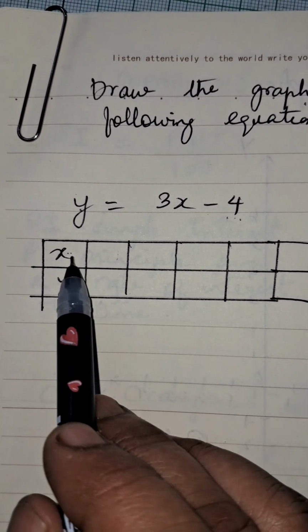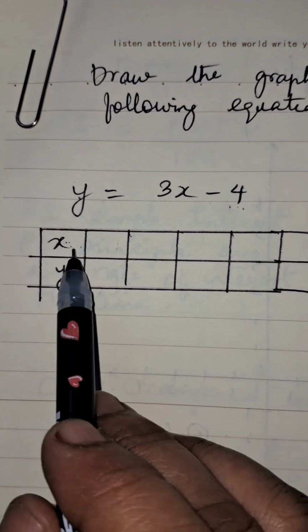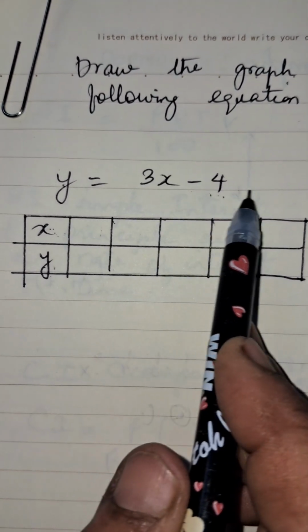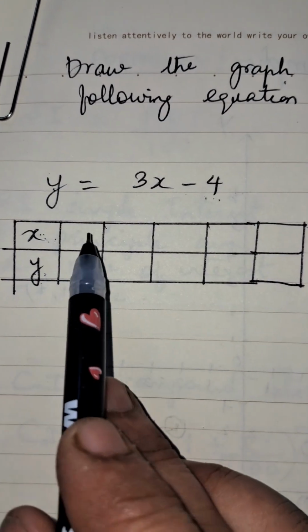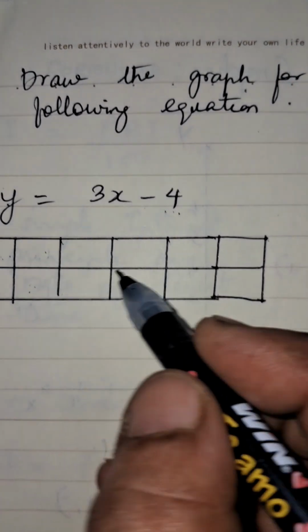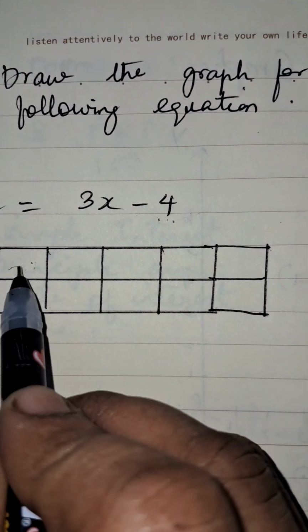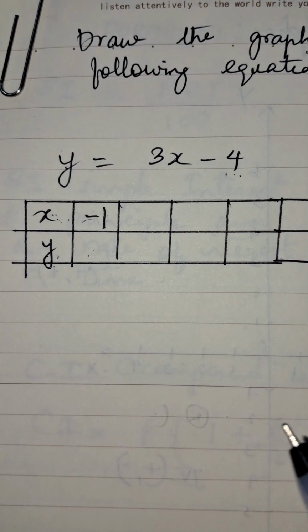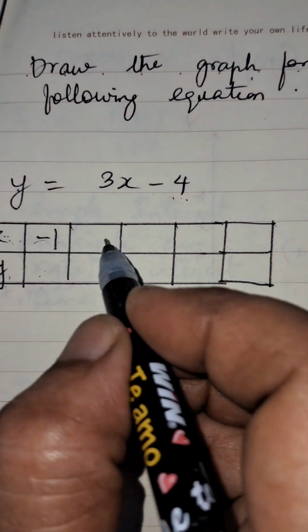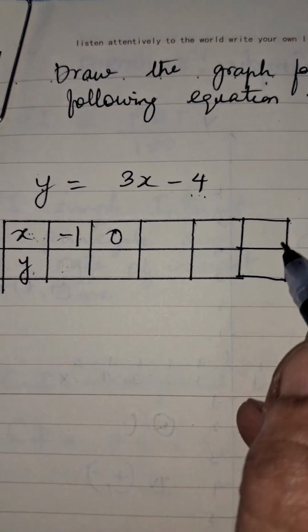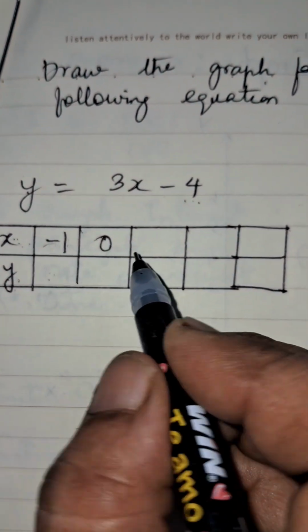I have to take a few values of x and find the respective values for y using this equation, and then using those coordinates of x and y I have to plot the graph. So I should always make a point of writing a minus number. One I have taken to keep it very simple. Then I should always have a 0. This is the easy way out. It's not compulsory, but you should have it like this.